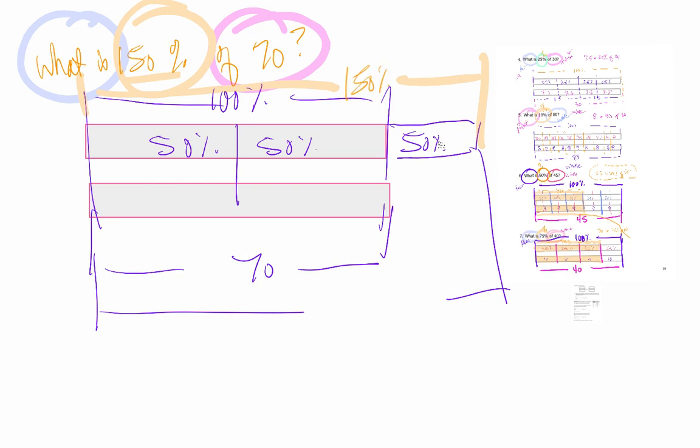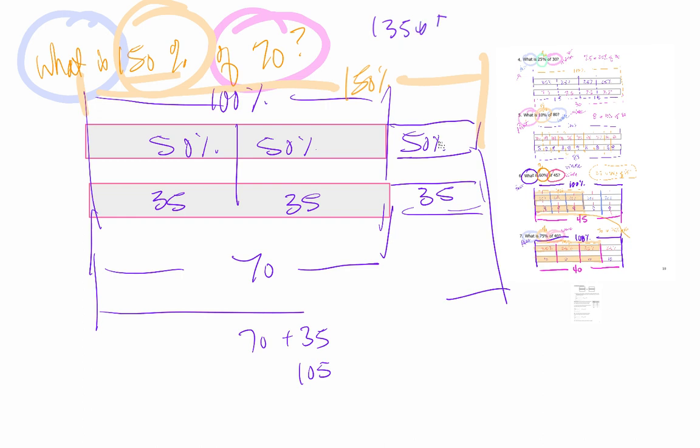Now, if we break 70 into half, then that means each one of these is going to be 35, which means this one also is 35. So we're basically adding 50% on, or adding 35. So that's going to be 70 plus the 35, which is 105. So our answer would be 105 is 150% of 70.